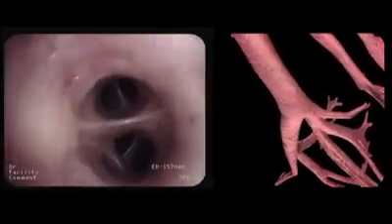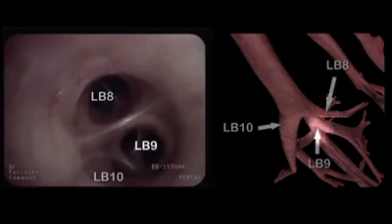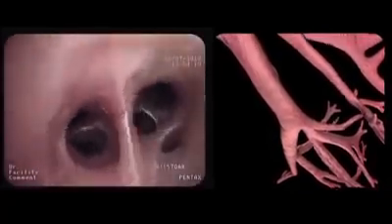We advance into the lower lobe and first inspect the LB6 that immediately divides into three subsegmental branches, LB6A, LB6B, and LB6C. We retract from LB6 and continue further into the lower lobe. Here we can identify the anterior basal, or LB8, lateral basal, or LB9, and posterior basal, or LB10, segmental branches. A medial basal branch is usually absent on the left side.